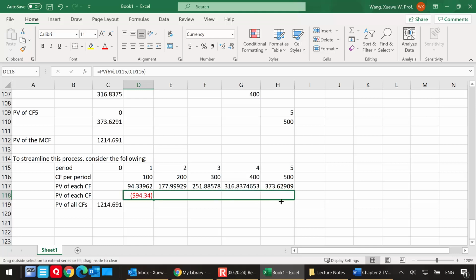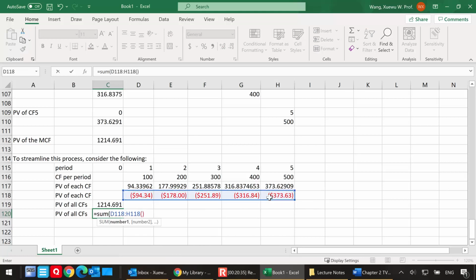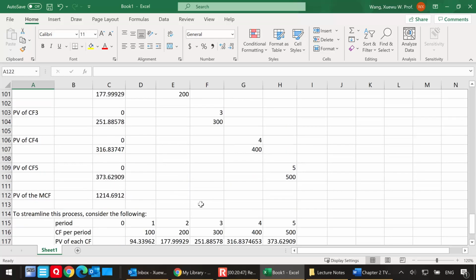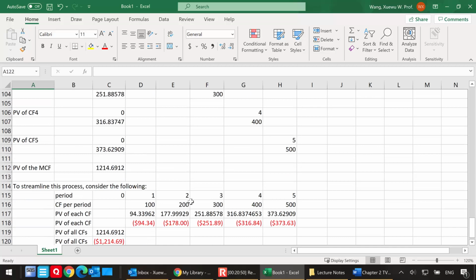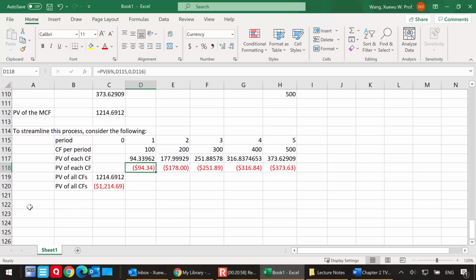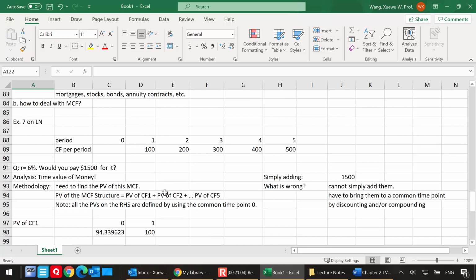Now I can copy this across, and I can say present value of all cash flows from the Excel present value function. That will produce the same number, $1,214.69. This is a lot more streamlined because I don't have to do this formula 5 times. I can just do the function once and then copy across, and Excel is going to spit out the present values for me directly. So this is much more efficient. I hope this is making sense to you now.